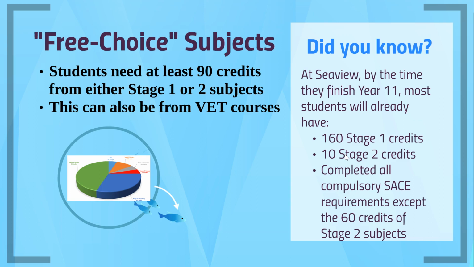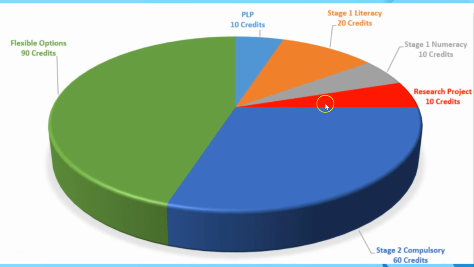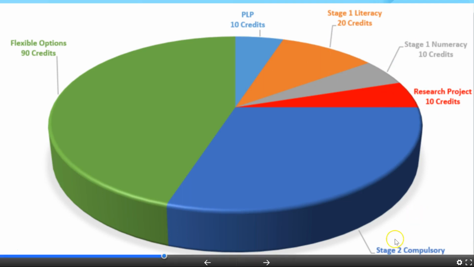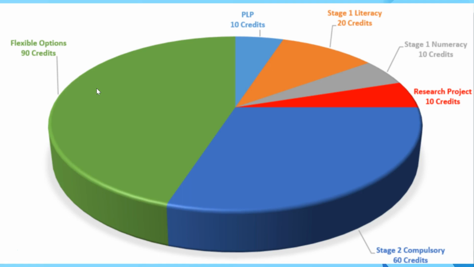If you want to have a look at a breakdown of how the SACE is split up, in this graph here, you'll see that we've got PLP of 10 credits, Stage 1 English of 20 credits, Numeracy 10 credits, Research Project 10 credits, Stage 2 subjects of 60, okay, and then we've got flexible options over here of 90 credits, and all up that will make 200 credits for our SACE. A student can certainly go over that as well, which is not a problem, and a lot of our students do. We call that our safety net, just in case there's any issues around them needing to drop a subject or not able to complete it due to health reasons or family reasons or things like that.